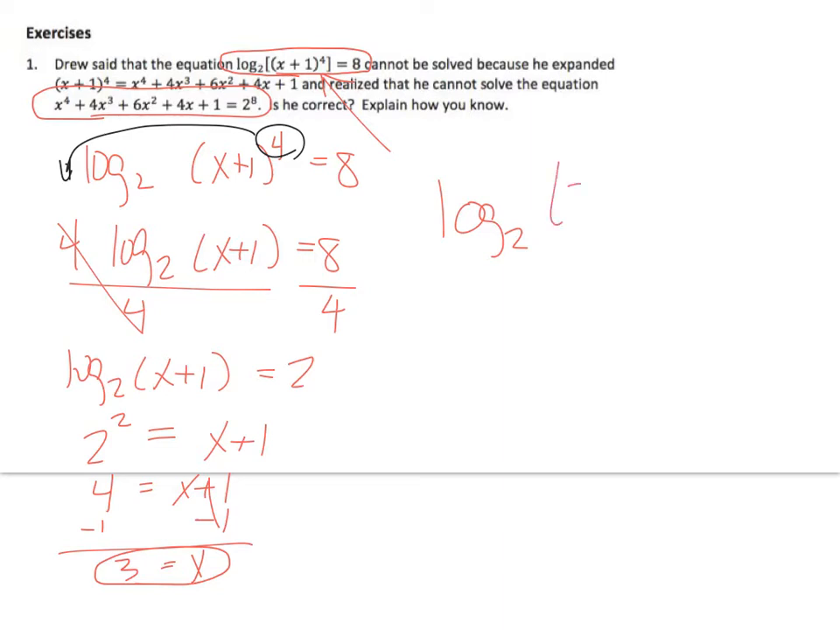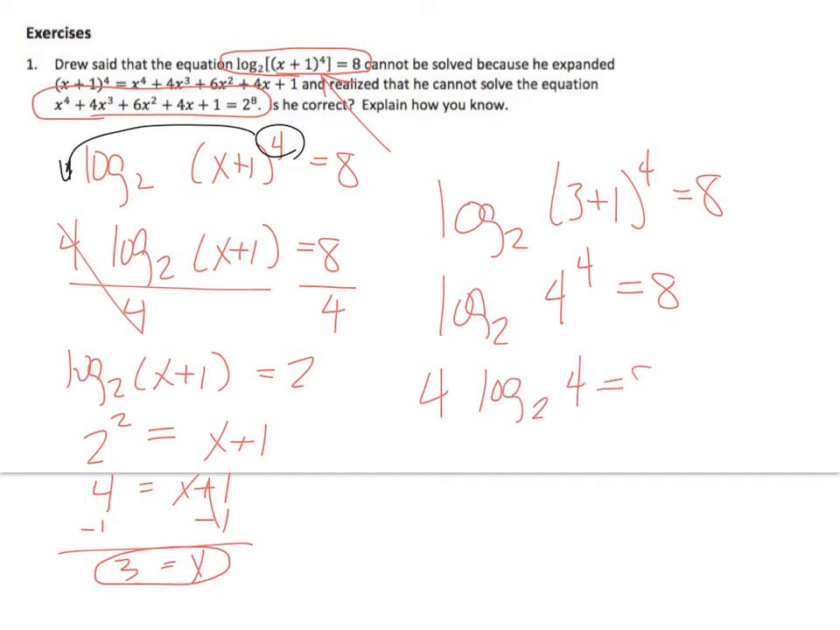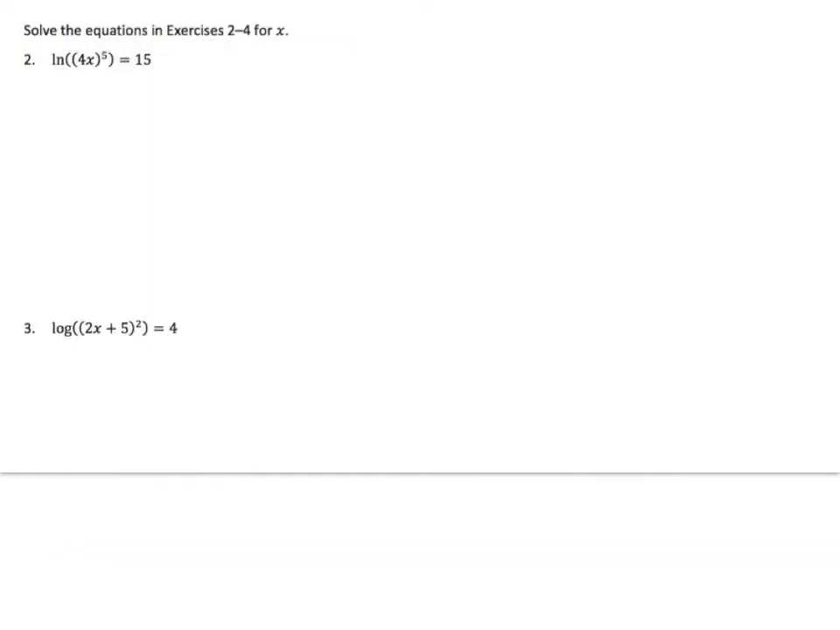Log base 2 of (3 plus 1) raised to the 4th power equals 8. Log base 2 of 4 to the 4th power equals 8. Okay, 4 log base 2 of 4, so that gives me 4 times 2 equals 8, which is in fact a solution. We got it. All right, solve exercises 2 through 4 for x.